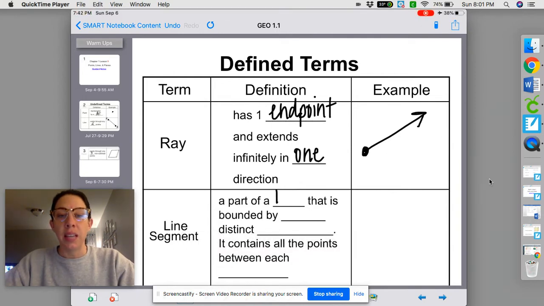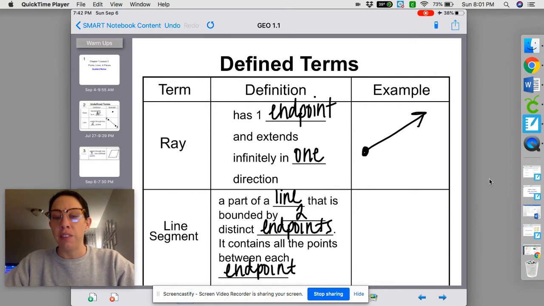The second is a line segment. A line segment, we did talk about last week with our Desmos activity, is part of a line that is bounded by two distinct endpoints, and it actually contains all the points in between each of the endpoints. So if I have a line, technically it could have an infinite amount of points too.